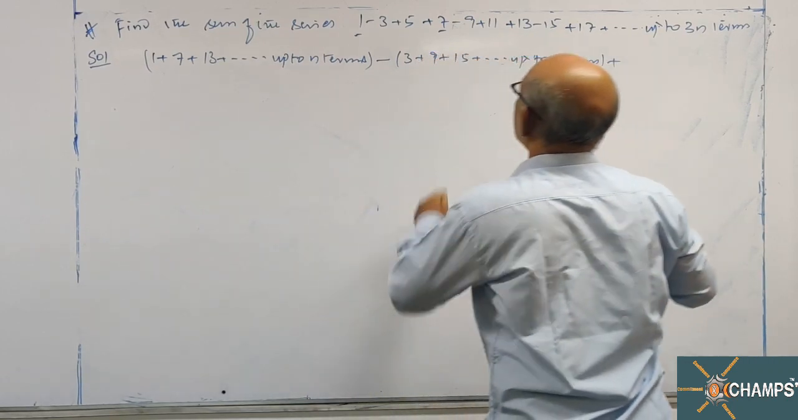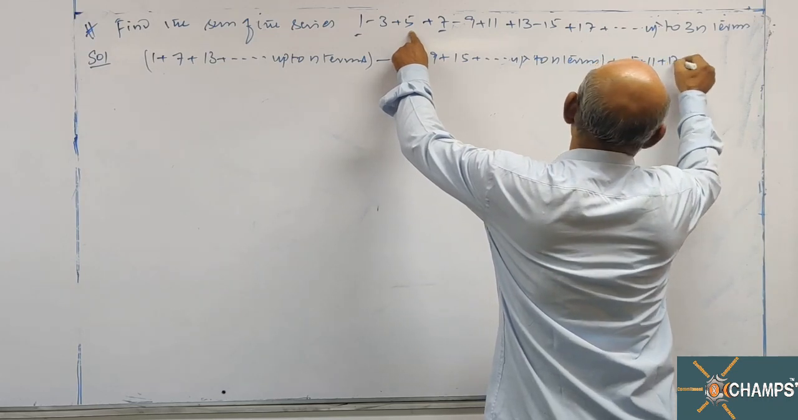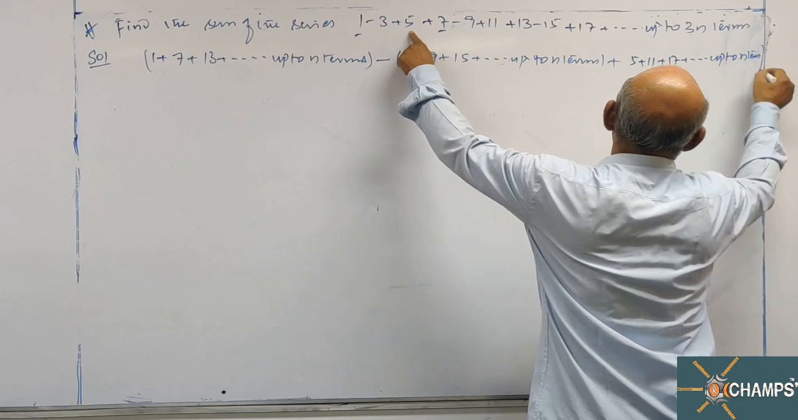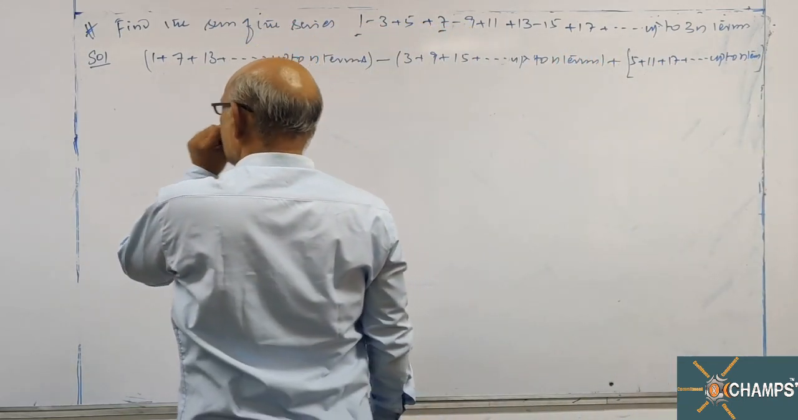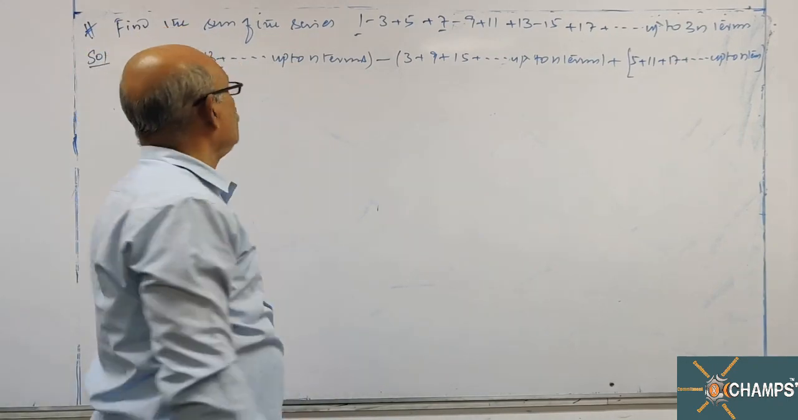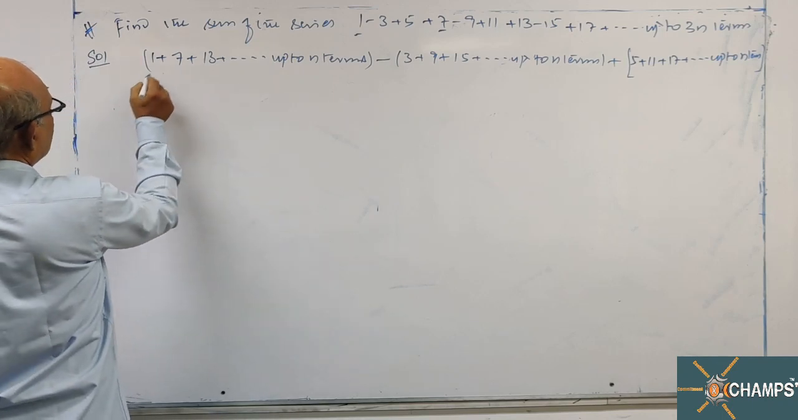plus 5 plus 11 plus 17 plus etc. up to n terms. So the given series is resolved into 3 series. Now it is in arithmetic progression.